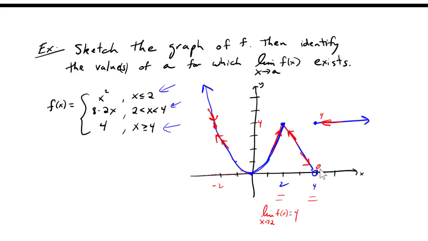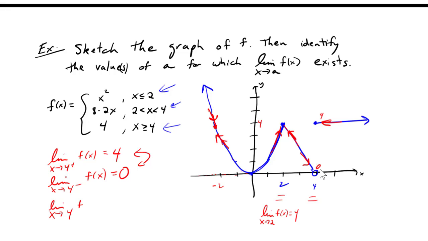So what we've seen is that the limit as x approaches 4 from the right of f of x is 4, but the limit as x approaches 4 from the left of f of x is 0, and these do not agree. So the limit as x approaches 4 of f of x does not exist.